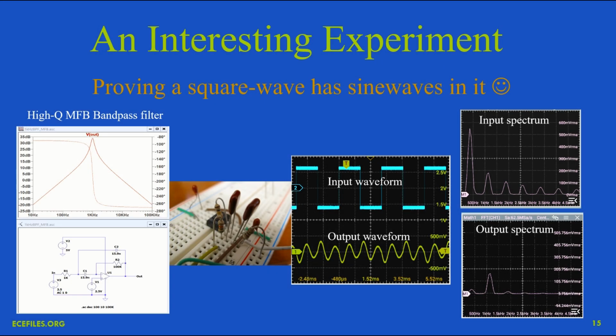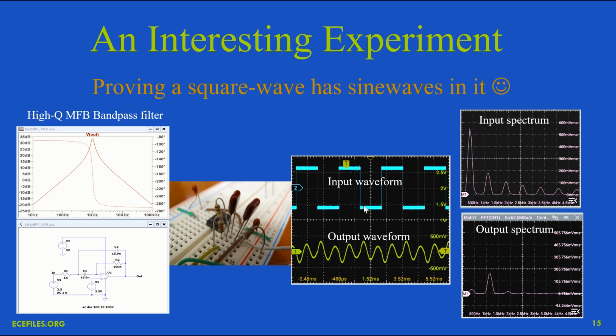Okay, now here's an interesting, fun experiment. Remember what we're saying. We're saying that a square wave can be built from a bunch of sine waves. I don't know about you, but when I first look at square waves, I'm thinking to myself, how in the heck is that the case? I mean, I don't see any sine waves here. I see sharp edges, and that's about it.